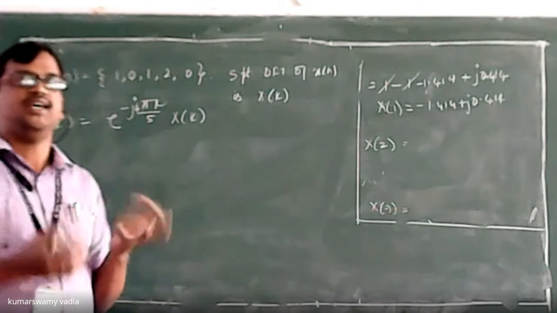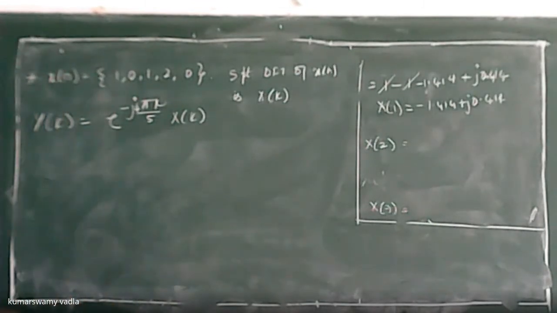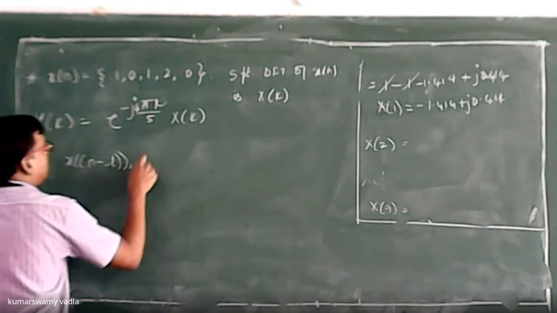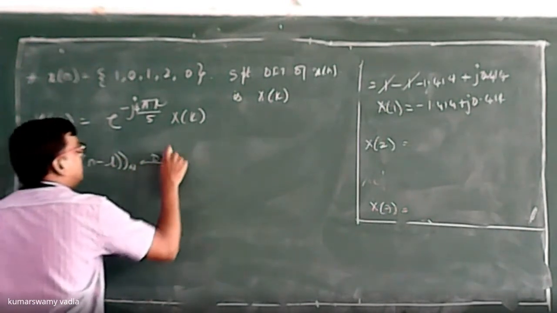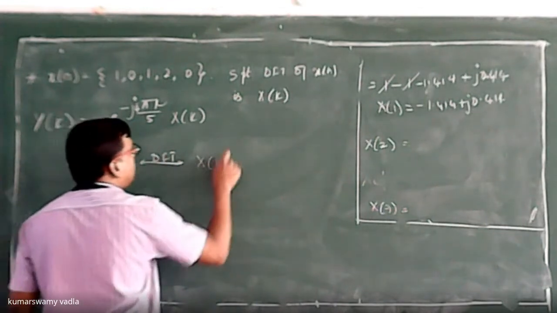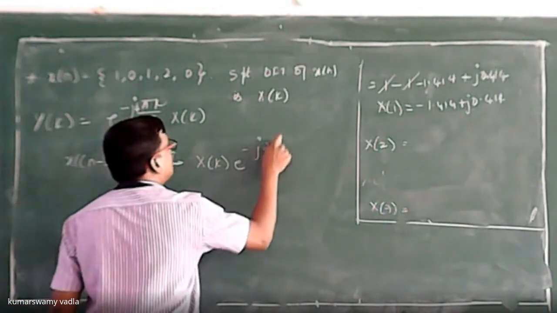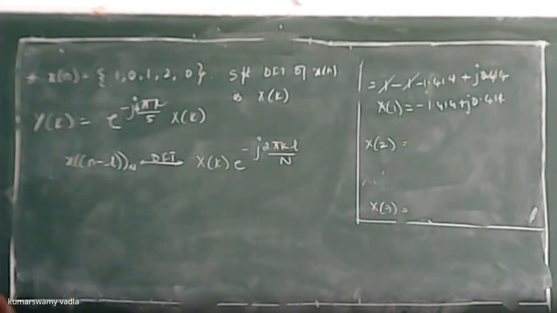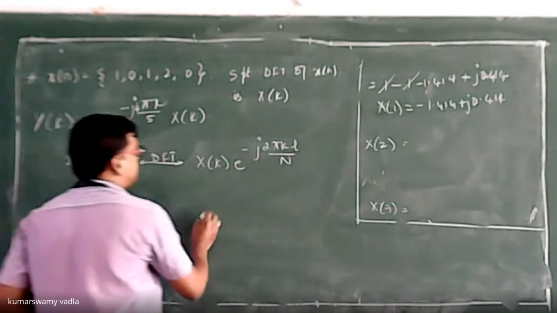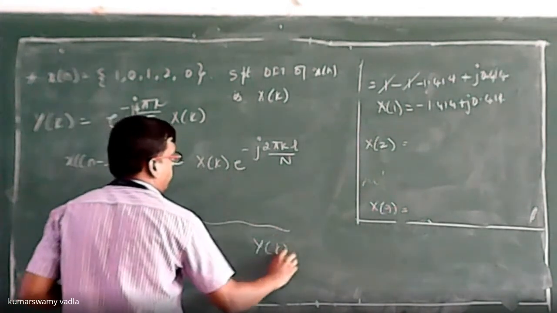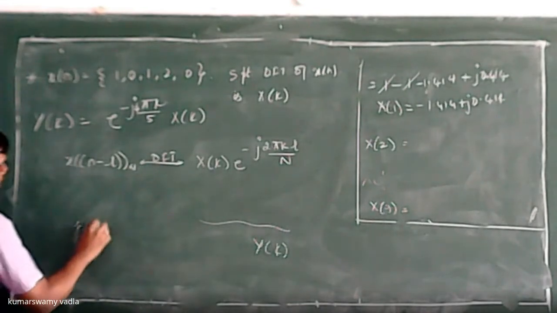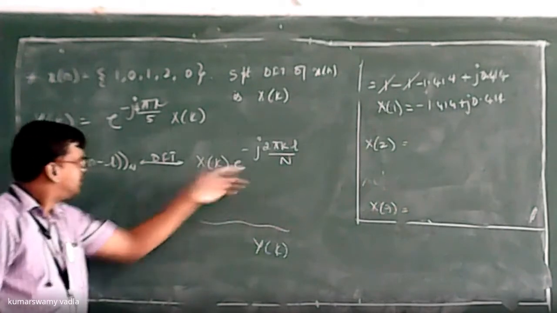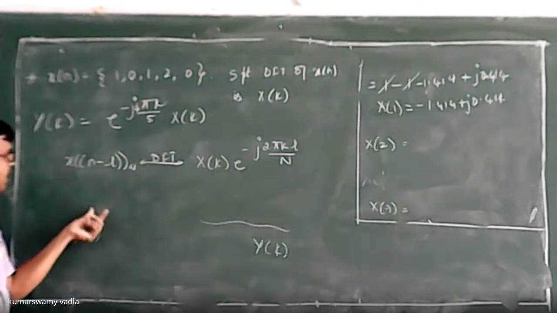Given x of n, we are asked for y of n, meaning x of n minus L of n. When you apply DFT, it gives X of k e power minus j 2 pi k L divided by n. We know that this is the expression for circular time shift. This is Y of k, and the left hand side is y of n. You should draw this one itself: given this, you should get the L value and then plot it.